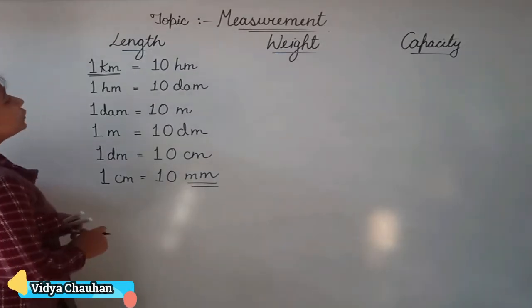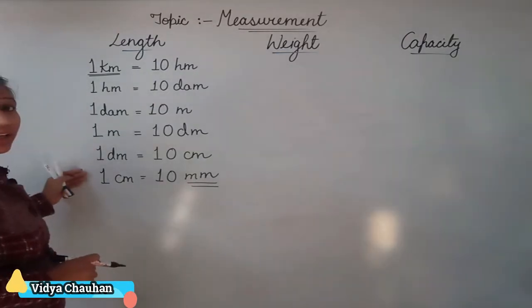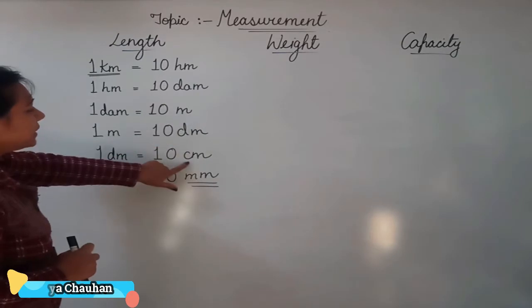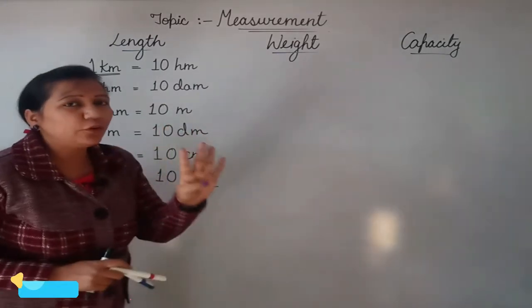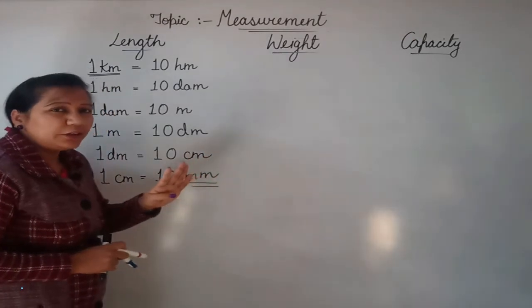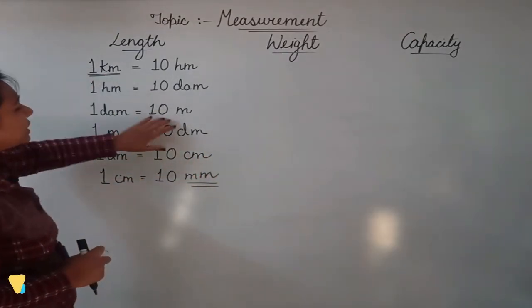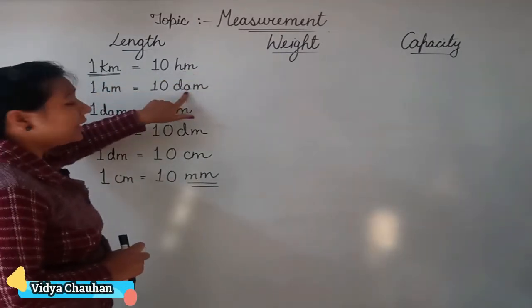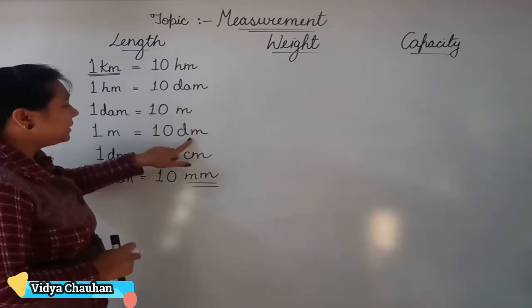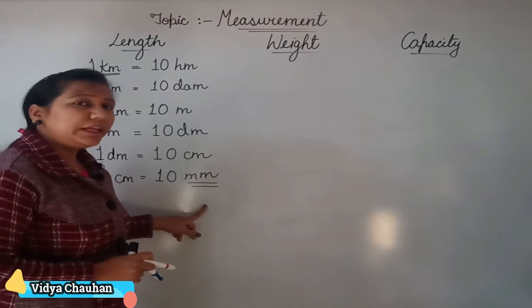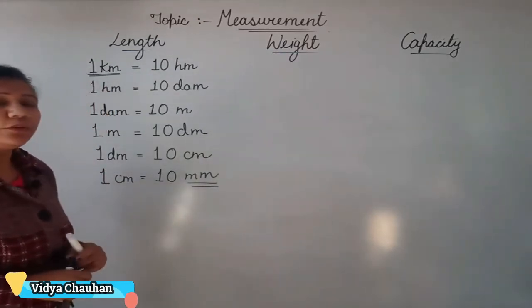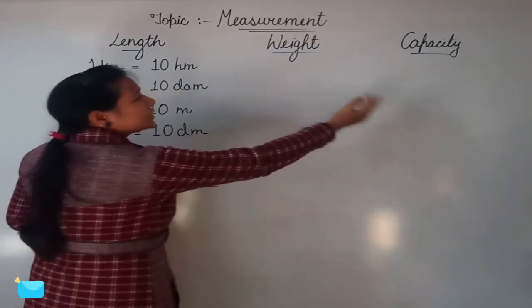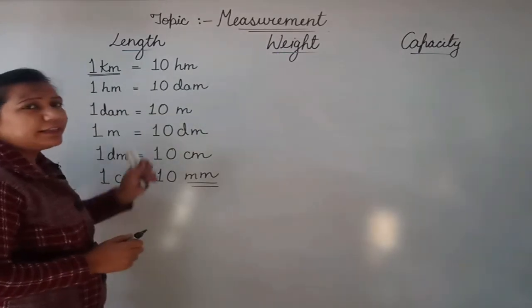Now this is our conversion unit, but we do not use all these terms in our daily life. In our daily life, the measurements which we commonly use are kilometer, meter, centimeter and millimeter. These are the four common units. But apart from these four units, we have many others. So what are the basic units? Kilometer, hectometer, decameter, meter, decimeter, centimeter and millimeter. These are the basic units in measurement. Similar to this, we have conversion units in weight and capacity also in the same way.